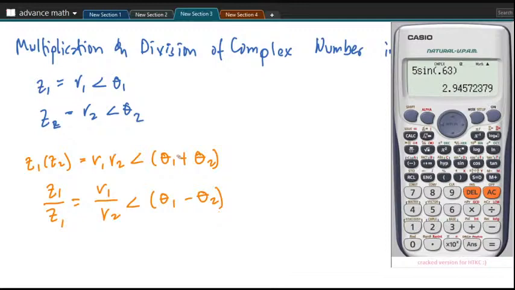So much easier if our complex number is in polar form, because for the multiplication, we are just multiplying the absolute values of our two complex numbers and adding their respective arguments or their angles. For the division, we're just dividing the absolute values and subtracting the argument of each of the given complex numbers.